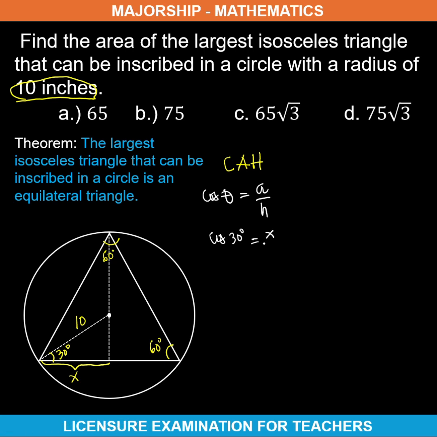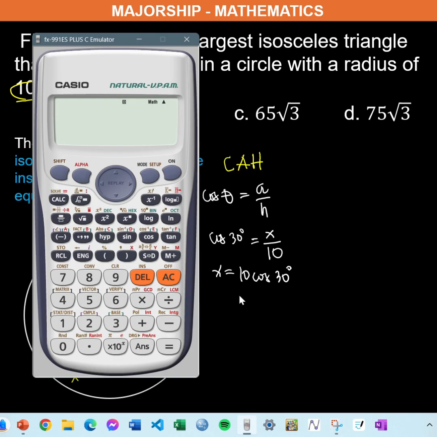So we have x over h, the hypotenuse. Yung hypotenuse natin is 10, so we have over 10. So cosine 30 degrees is equal to x over 10. And then cross multiply, we will get x is equal to 10 cosine 30 degrees. Para mahanap yung value nitong 10 cosine 30 degrees, gamit tayo ng scientific calculator. So let us use our scientific calculator. We have 10 cosine 30 degrees.